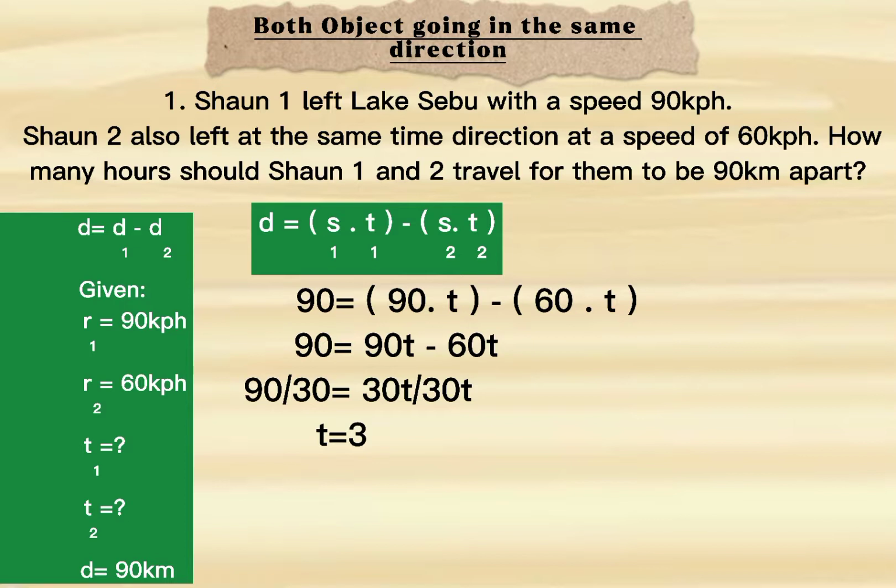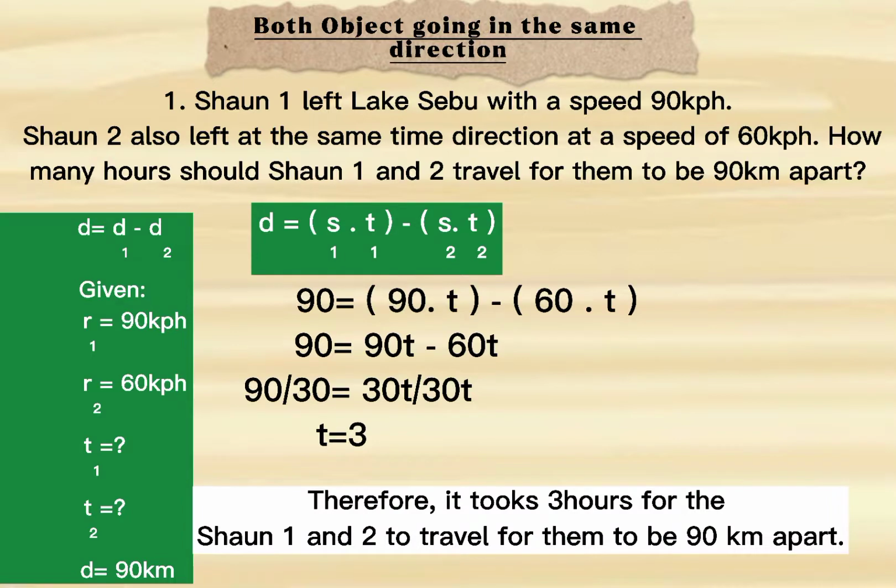90 times t equals 90t, minus 60 times t, that will give us 60t. Bring down again 90. So 90t minus 60t, that will give us 30t. And now we are going to divide both sides by 30 para t na lang yung maiwan. So 90 divided by 30, that will give us 3. Therefore, it took 3 hours for Sean 1 and 2 to travel for them to be 90 kilometers apart.